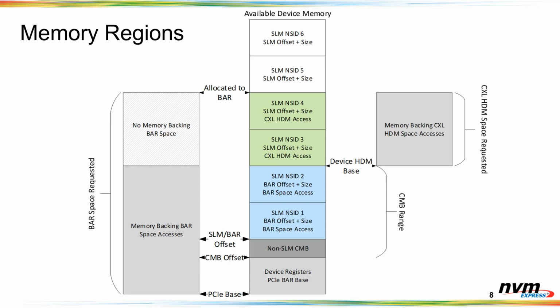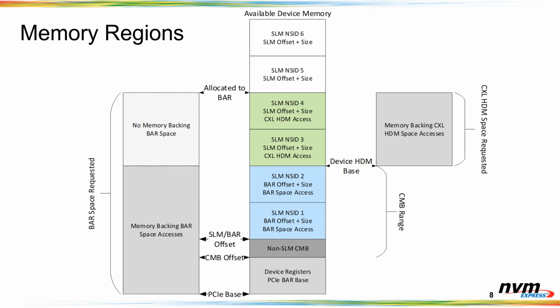And the reason for that is for this particular device, and again, this is just an example, it would like to have namespace ID 3 and 4 be CXL HDM accessible. However, if the host is not CXL aware or is not able to support CXL for whatever reason, it would like those two namespaces to be bar accessible instead. So we have to request all of that memory at boot time, all the way up through namespace ID 4.